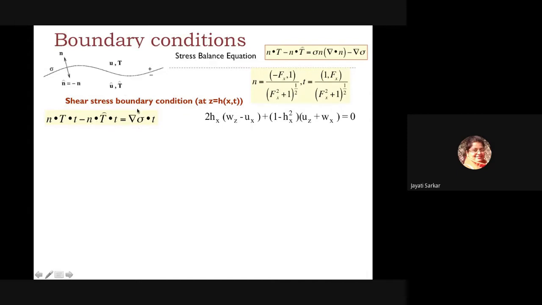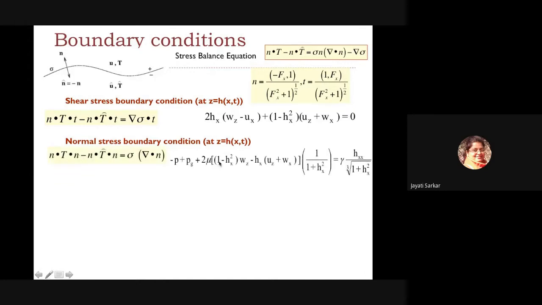So the right hand side of this equation will be 0, and the left hand side, when it is equated, can be recast in a form which depends on the surface profile, right? H, for example, is the thickness of the film, and all the subscripts here denote derivatives with respect to either x or z direction. Similarly, if I do a normal stress boundary condition, where we take the stress balance equation and do a dot product with the normal direction, we get a pressure jump along this direction, and that can be equated to, again, the surface tension term over here.